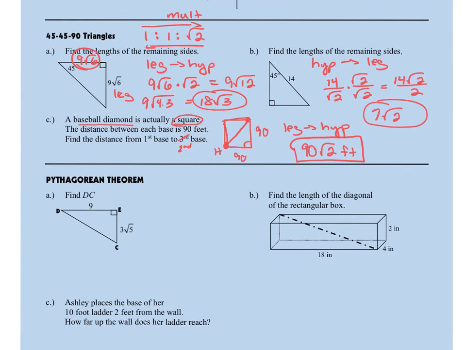So that's all that we've got for 45, 45, 90s. They're really, honestly, pretty quick. The key thing is to recognize and remember them so that you aren't trying to do Pythagorean theorem with some really big, obnoxious numbers.